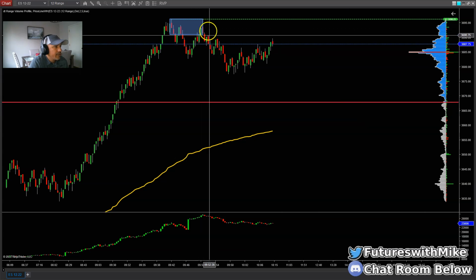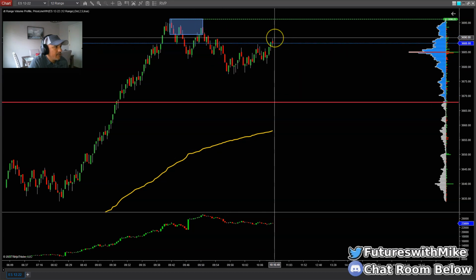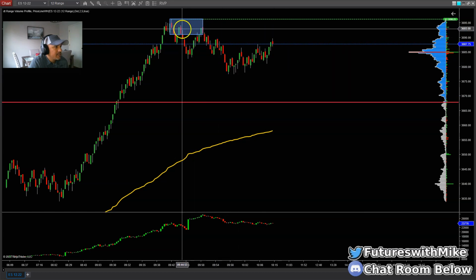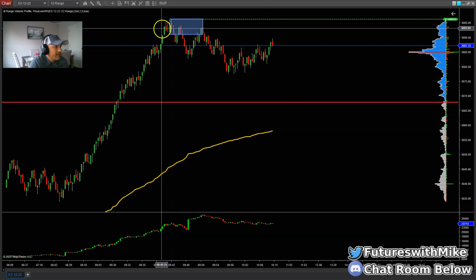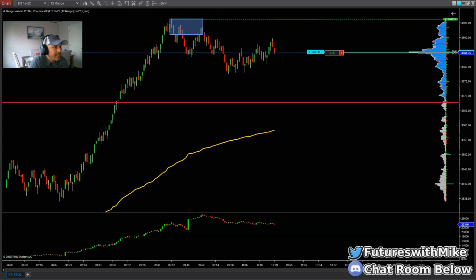So you got structure right here. There's a swing to the downside right here. So we gotta be careful, because you do have areas of supply, like I said, right up in these areas right here. Price can reject where it's at now. And look at it.